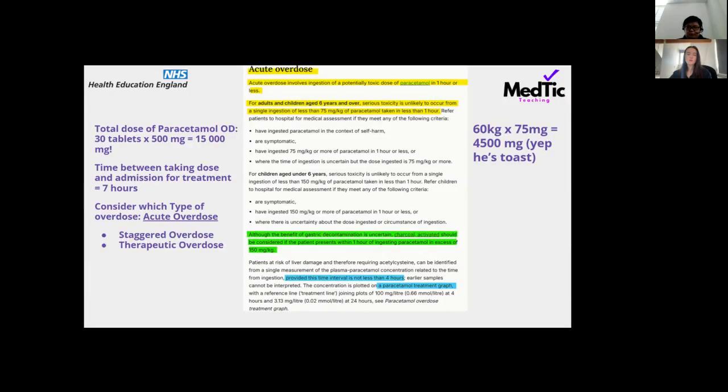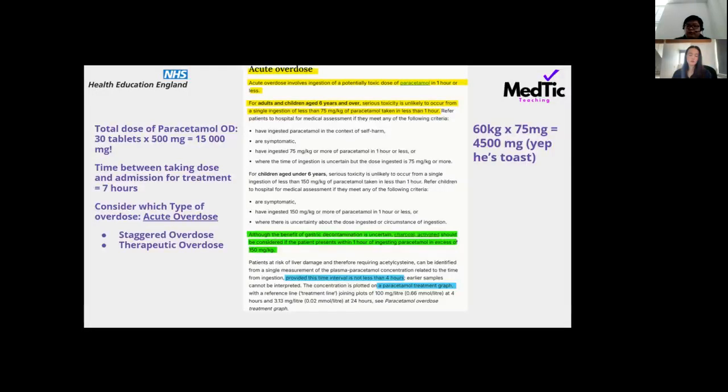Had it been a staggered overdose, if we use the same number of 30 tablets he's taken in total as an example, the patient may take 4 in the first hour, and then 10 in the next hour, and then 8 within the next 3 hours, and then maybe another 8 in the last 2 hours before he's come into the emergency department. So knowing how much he's taken and over what time period is very important to categorize, because that will affect the treatment and our treatment regime later on.